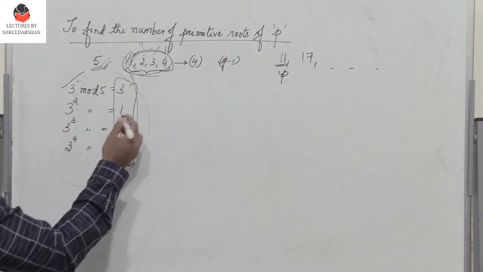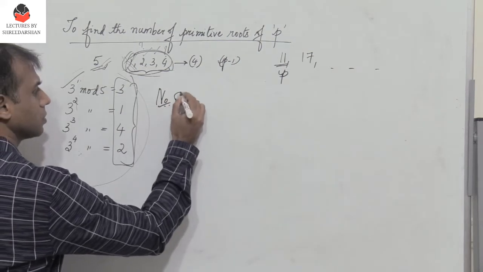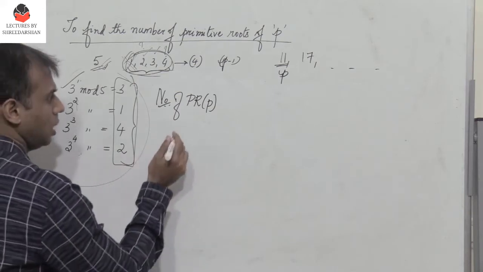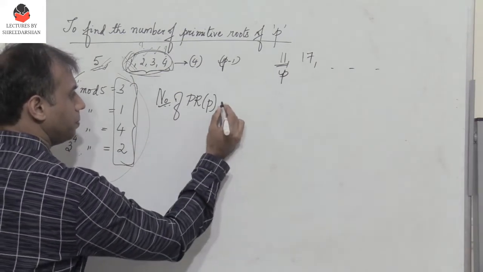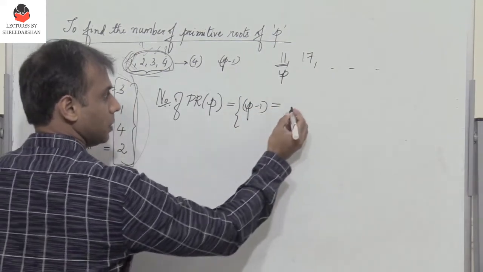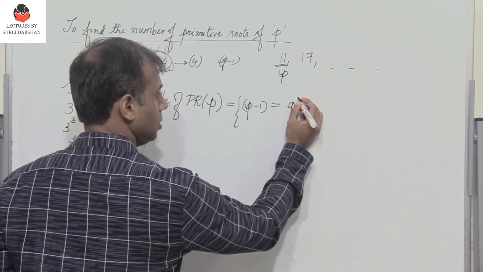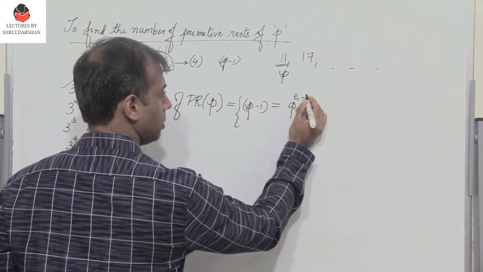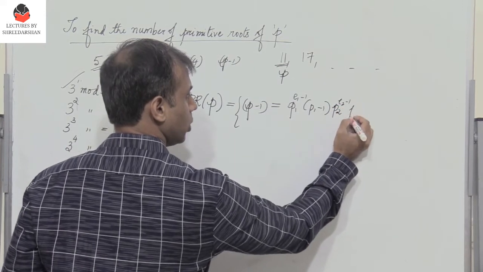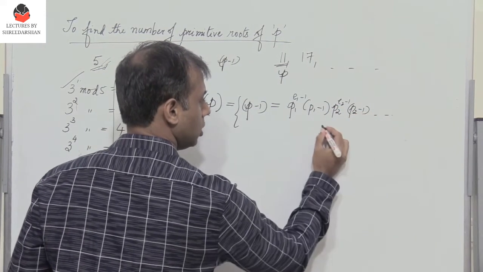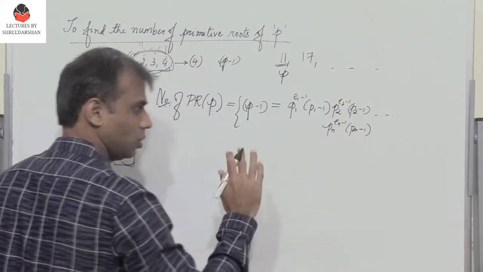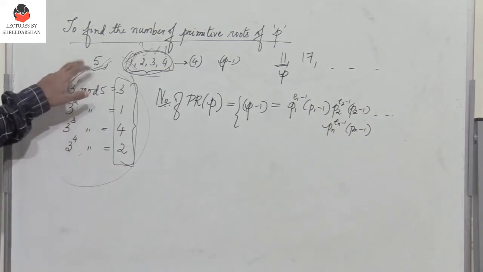So to find the number of primitive roots of a given prime number p, what is done is, we express p minus 1 as p1 power e1 minus 1 into p1 minus 1, p2 power e2 minus 1 into p2 minus 1, and so on up to pn power en minus 1 into pn minus 1. So what does this mean? So let's take this as an example.